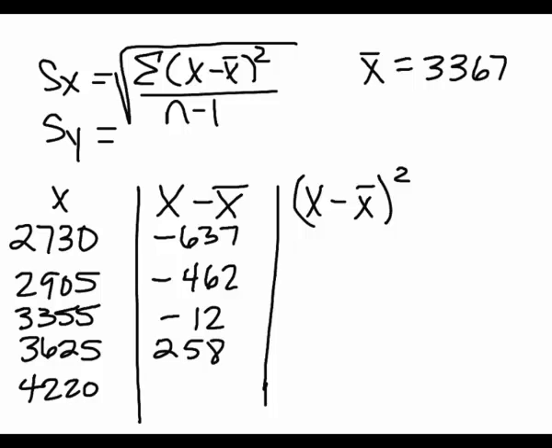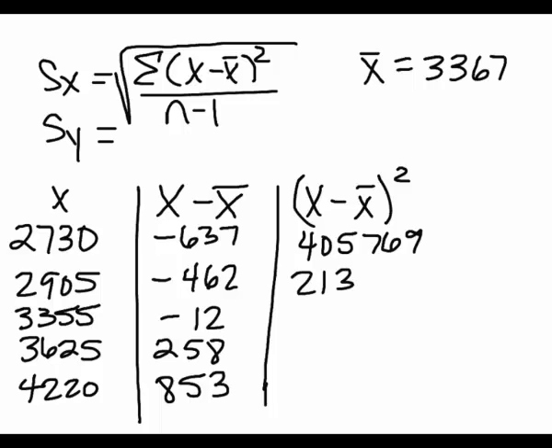Okay? Now you're going to take these values, you're going to take negative 637, and you're going to square it to get your x minus x bar squared column. When I square that, oh, huge numbers again, I get 405769, 213444, 144, 66564, and then 727609.